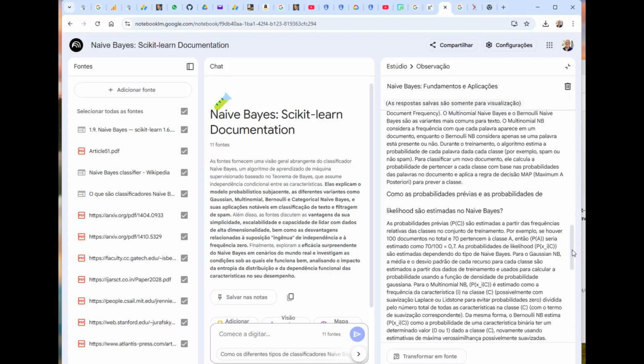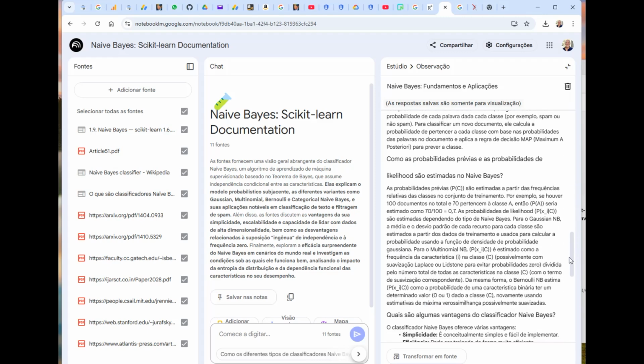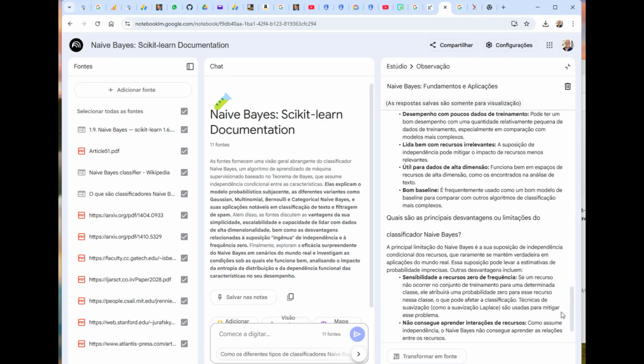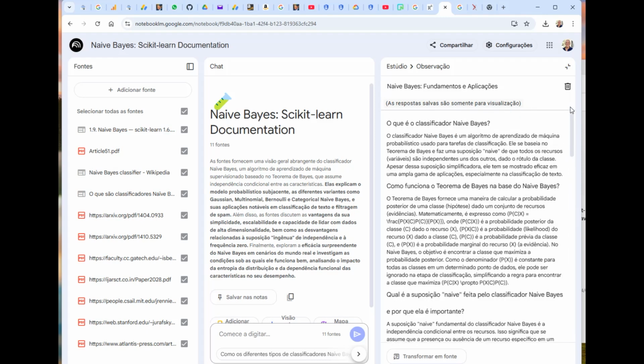Okay, so let's break down these different flavors. First up, Gaussian naive Bayes. What's that all about? Gaussian, that's when our features are continuous numbers, things you can measure, like a person's height, the temperature outside, stuff like that.